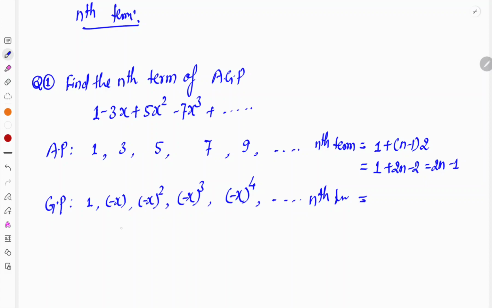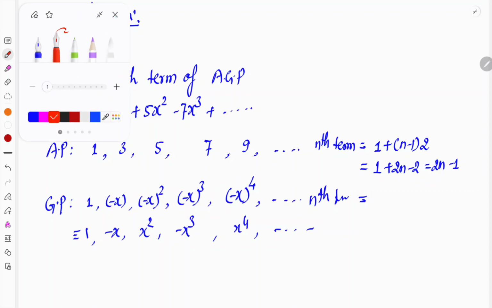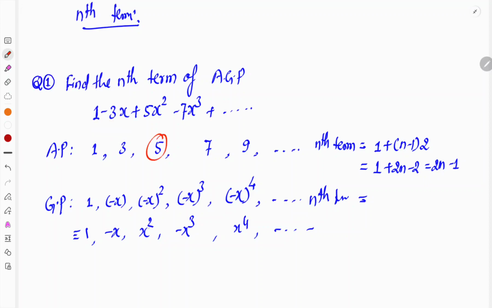Okay, so nth term of this one. You will say, sir, it is GP: minus x by 1, minus x square means x square only. So this is nothing but 1 minus x plus x square minus x cube plus x power 4. Okay, now you can relate actually: 1 into 1 is 1, 3 into minus x is minus 3x, and 5 into x square is 5x square, 7 into minus x cube is minus 7x cube. Next will be 9 into x power 4, 9x power 4.